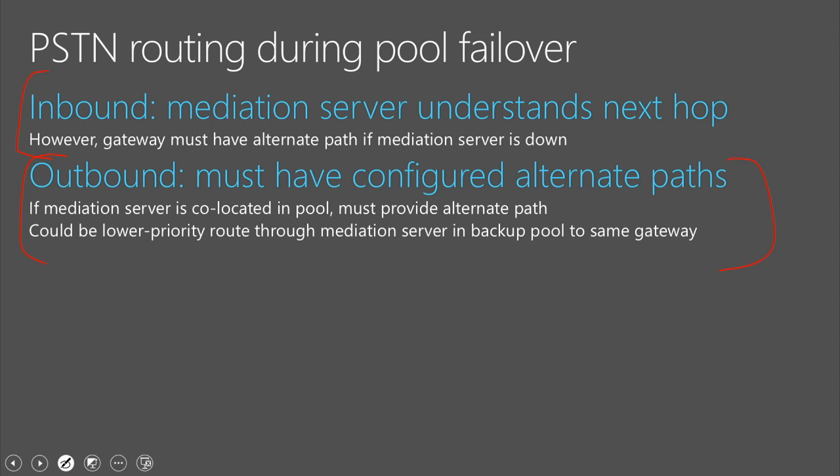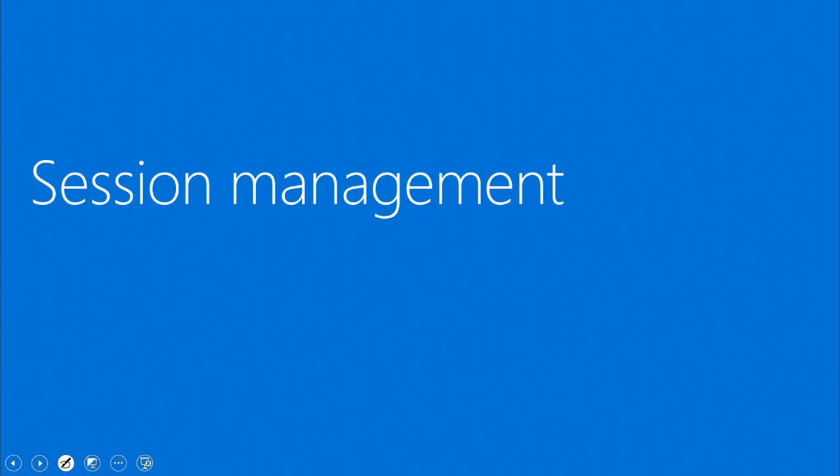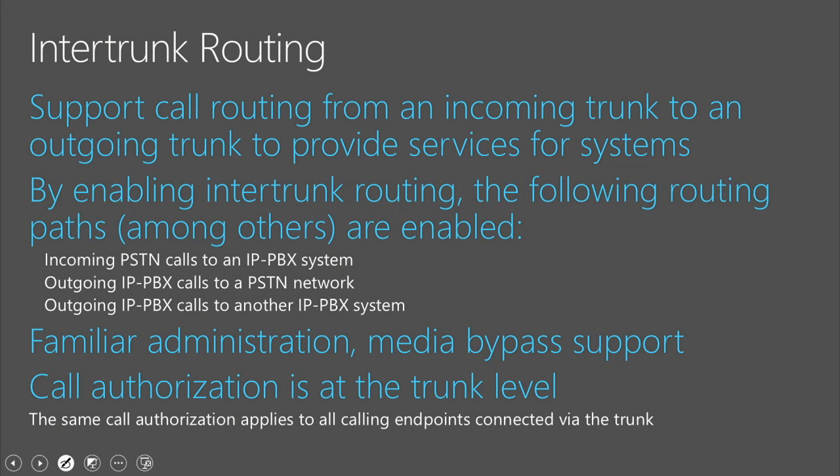Okay. So thinking about trunks and things that we can do with them. We have these trunks off to different gateways. It turns out we can route between those trunks. So we might have one trunk configured to connect us to an internal PBX, another trunk connecting us to an SBC to the PSTN, and we support routing between those trunks. So now Skype for Business Server can be like your session manager.